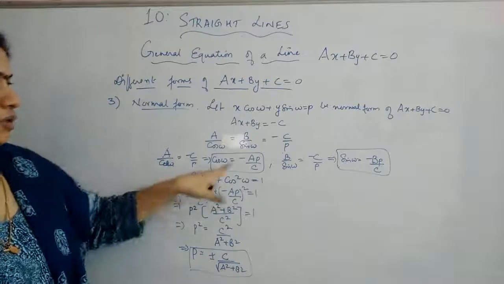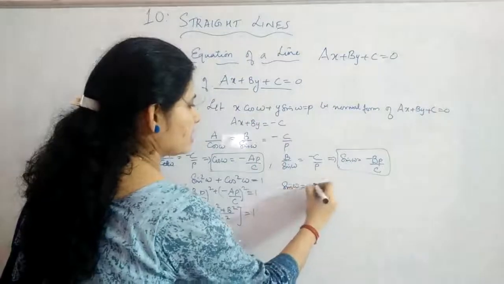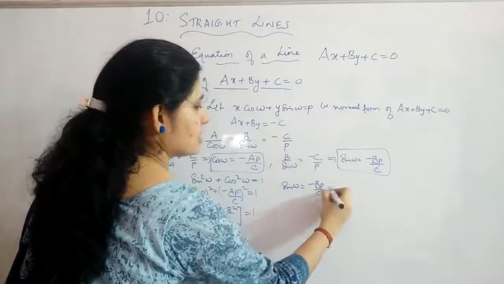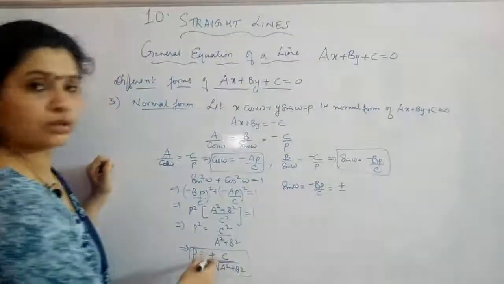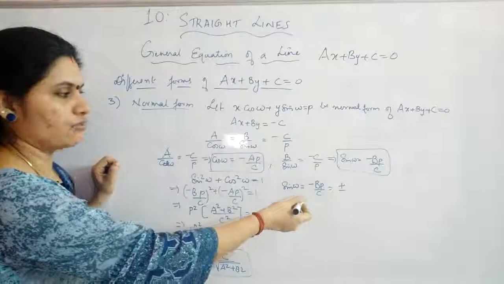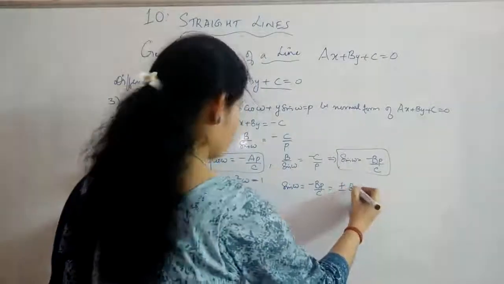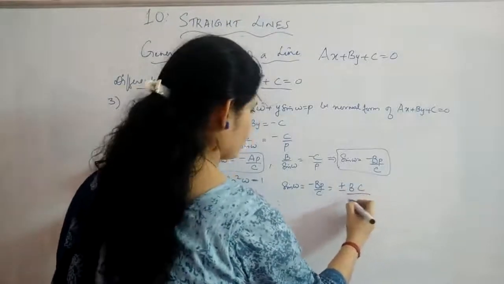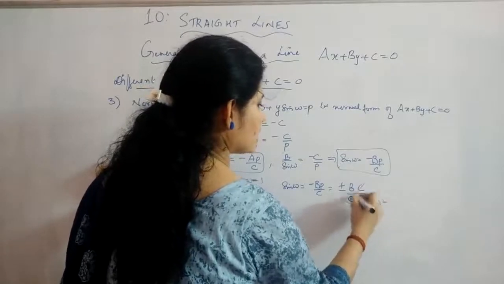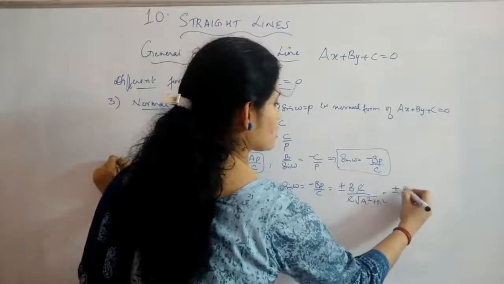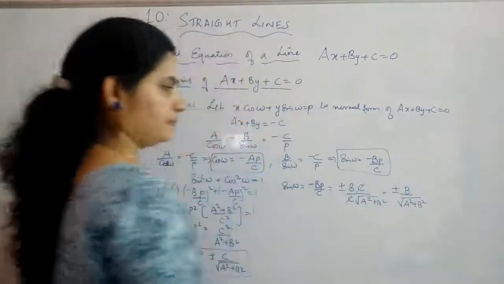Now our purpose is to find out what is cos omega and sin omega. So what will be sin omega? Sin omega is minus b p by c. Replace the value of p which you have got. You will get plus or minus, again negative, and here you have both positive and negative when you will replace the value of p. So it will automatically become plus or minus, and b is there, value of p is c by root of a square plus b square. So that c will get cancelled and you will get sin omega as plus or minus b by root of a square plus b square.